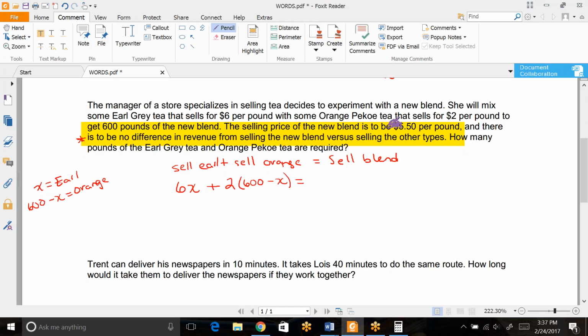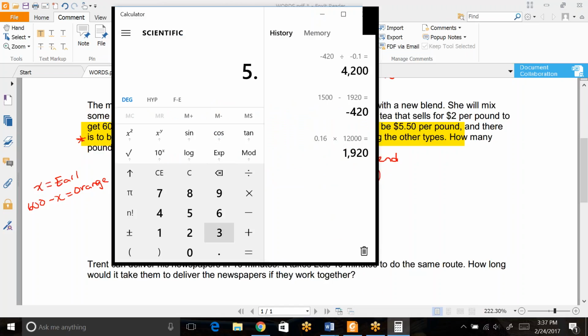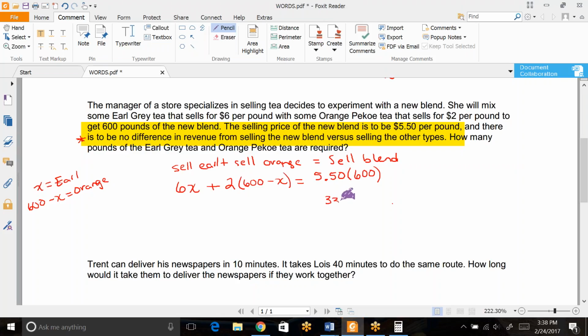This is going to equal, now here's where this gets tricky. It is $5.50, but it's not just $5.50 for the whole blend. This is $5.50 for the total number of pounds we've made, because it says per pound. So we have to multiply that by that 600 pounds. So this would be, let's do that, 5.5 times 600 is 3,300. And then we distribute over here, so this would be 1,200 minus 2x.